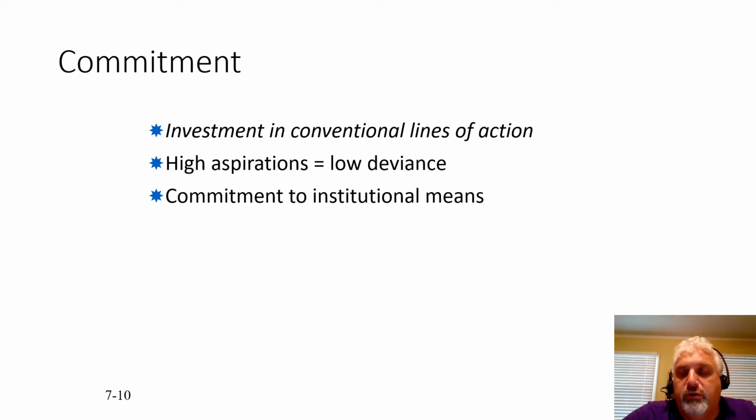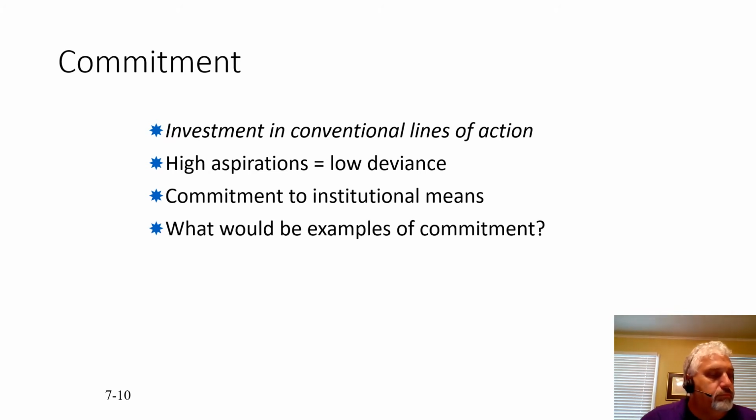Commitment to institutional means. We talked about this when we talked about innovators, and we talked about Merton's idea of social strain. So what are the institutional means? Commitment to education, legitimate jobs as the route to economic success in our society. All right. So what would be examples of commitment? Well, commitment to doing well in school, commitment to not getting in trouble while you're in school, not cheating on tests because you don't want that mark on your resume. Commitment to doing the right things, in other words.